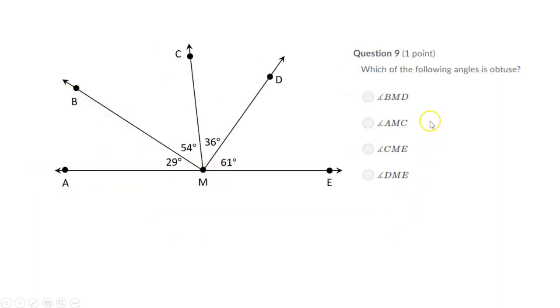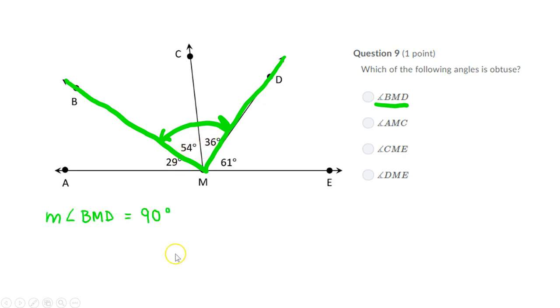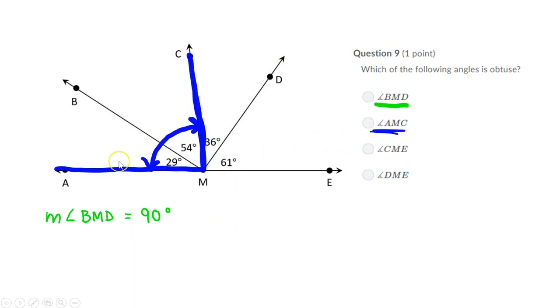And for the last one, which of the following angles is obtuse? You have 4 angles listed here. When I look at angle BMD, that includes 54 and 36 degrees. Those two are 90 degrees, so that's actually a right angle, so that's not going to be obtuse. When I look at angle AMC, that's these two angles combined, 29 and 54 degrees. That totals 83 degrees. Although getting pretty close to being a right angle, it's still under 90 degrees, so it's actually an acute angle. So that's not obtuse either.